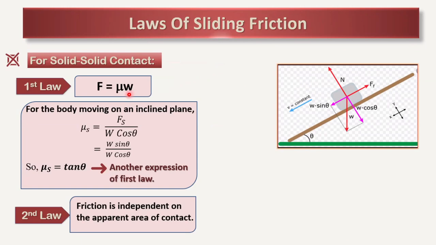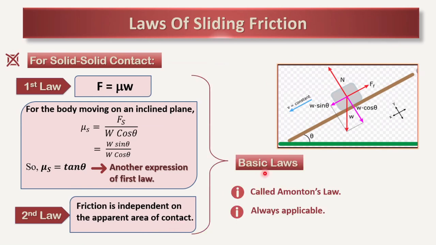The first law is this: F equals mu W, where mu is the coefficient of friction. This is another expression of the first law when the body is on a plane with inclination angle theta. This is the picture of that case. The second law says that friction is independent of the apparent area. So two bodies, regardless of their physical size, have the same mu.